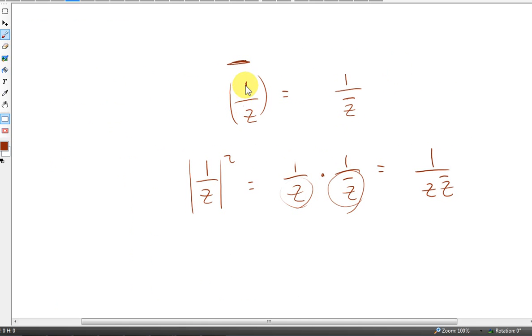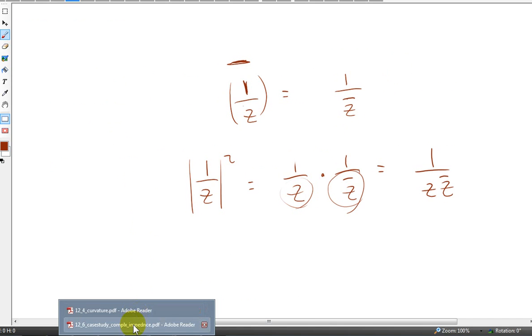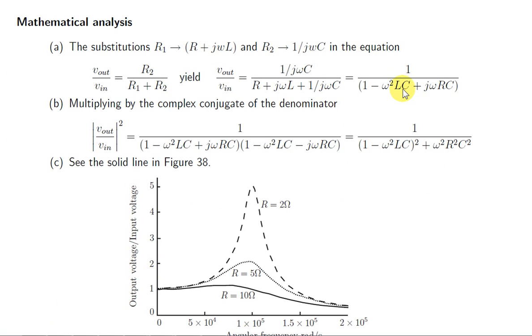Our complex number is 1 over Z. It's not Z, but it's got this form. So Z, if you like, is this complex number in here. The real part is 1 minus omega squared LC. The imaginary part is omega RC. Its conjugate is got by changing the sign of the imaginary part, making this plus a minus. The real part stays the same. When we multiply a complex number by its conjugate, it's the same as squaring the real part, then squaring the imaginary part, omega RC all squared, and adding them together.